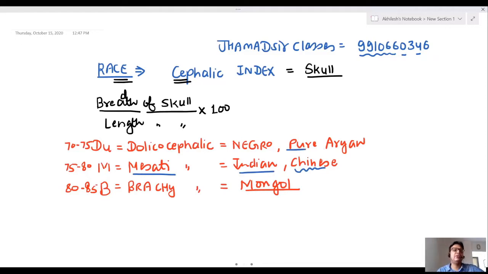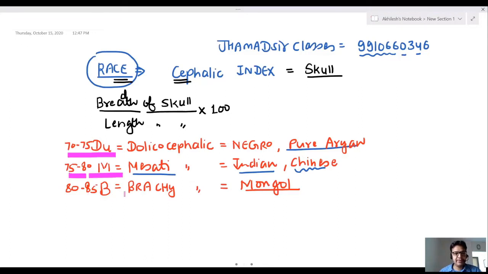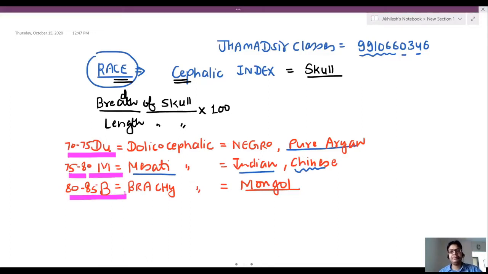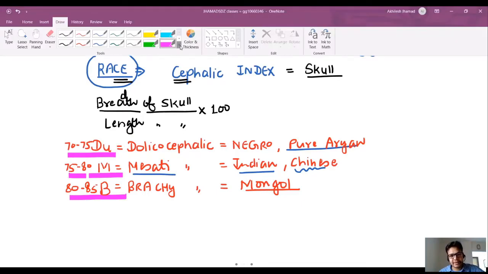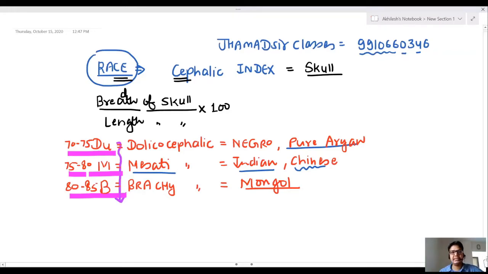Pure Aryans are dolichocephalic. We are discussing how to decide race. For race, we use a skull bone index, that is cephalic index. So you can see the first one, dolichocephalic, mesocephalic, and brachycephalic. What is the trick to remember? D-U-M-B, dumb: dolicho, meso, brachy. So Indians are mesocephalic.